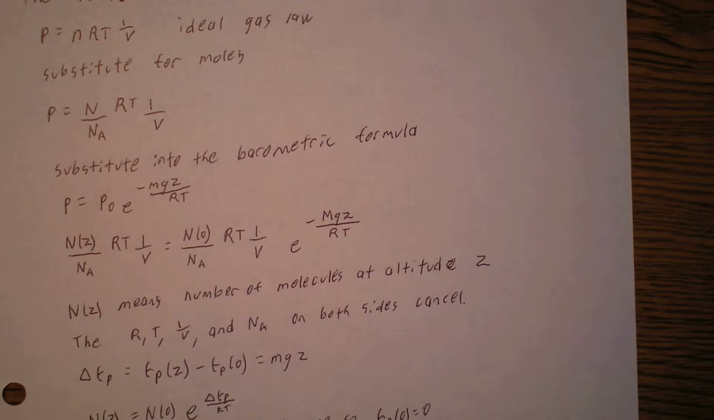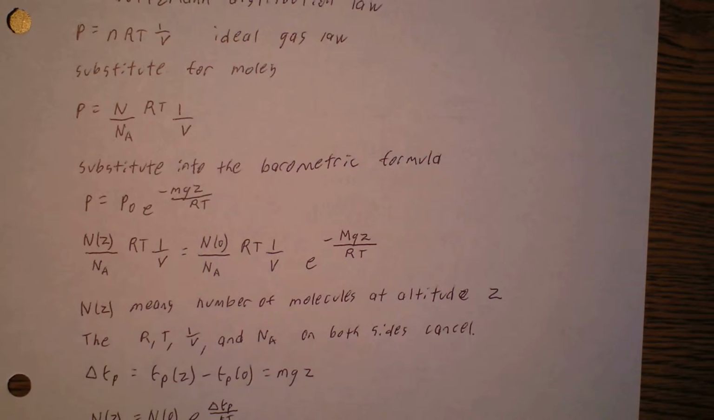Mass would be the weight of one atom or molecule. G, of course, is the acceleration due to gravity. Z is just the height above the arbitrary point, which we said was the Earth's surface. R is the gas constant, and then T, of course, is the absolute temperature in kelvins.